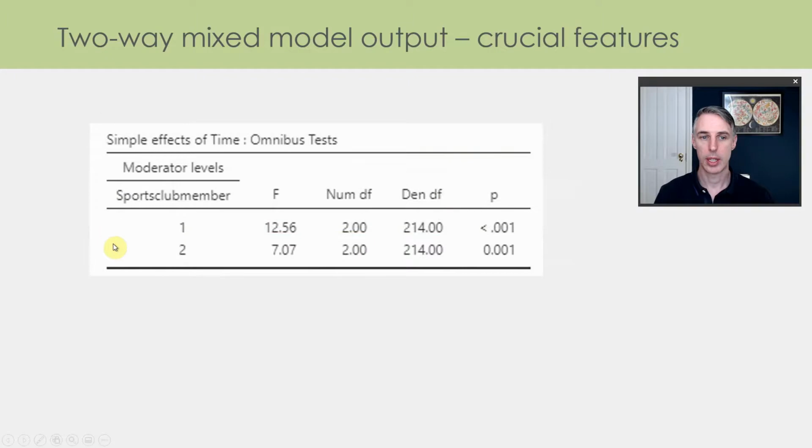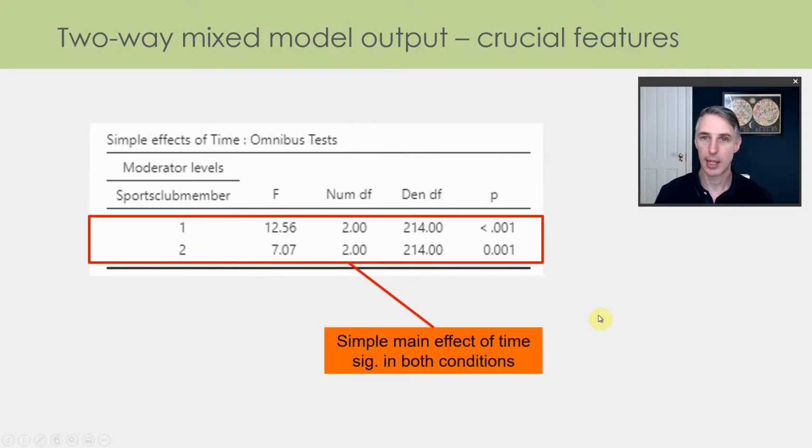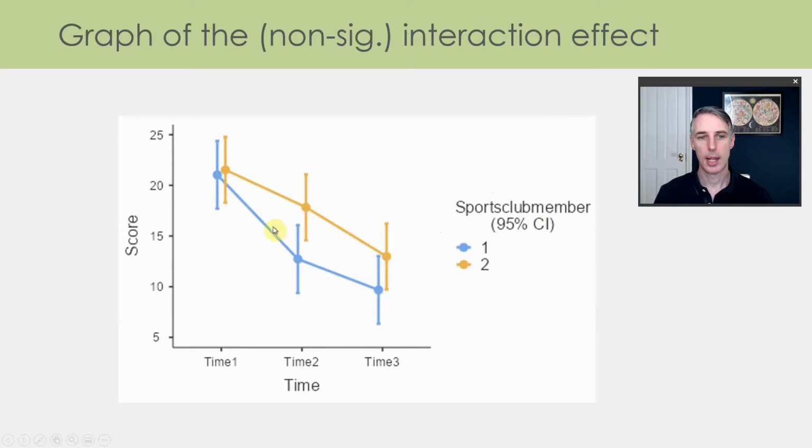Okay, these are the simple main effects of time. So this is the trend over time for sports club members and non-sports club members. Again, highly significant. And this is again a graph of those trends over time. The key thing here is that it illustrates why the interaction isn't significant, because although there are clearly some differences between sports club and non-sports club members at each time point, at least at times 2 and 3, the overall trend over time is very similar for both groups. Okay.